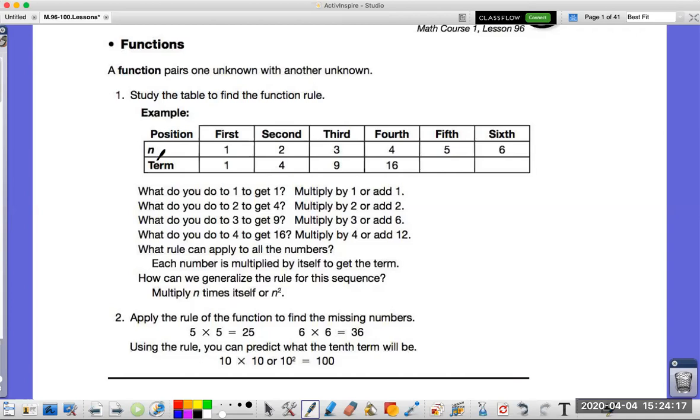In your position n, your first position, the term is 1. The second, n equaling 2, the term is 4. If you have n equaling 3, the term is 9. If you have n equaling 4, the term is 16. And what would be the answer to this blank if you're in the 5th position, or n equals 5? What do you suspect will be the term in this box?